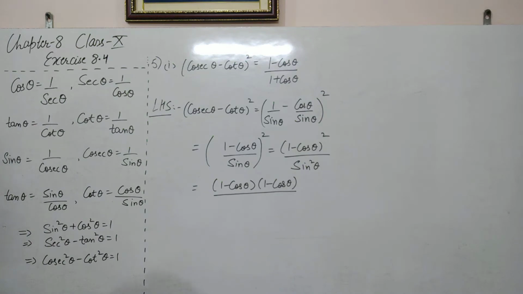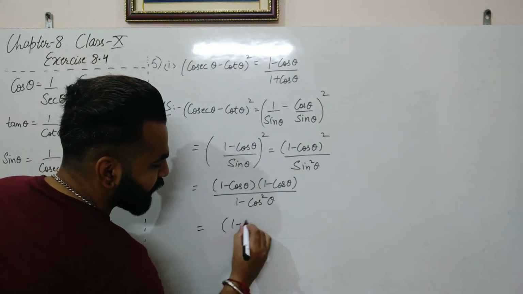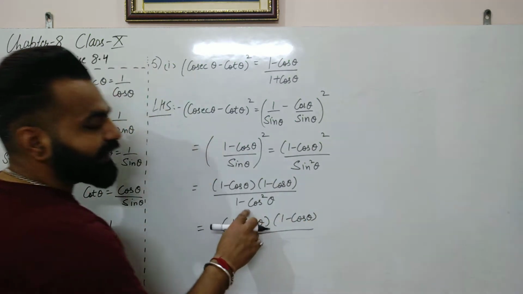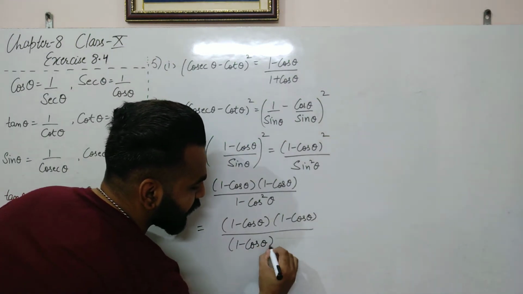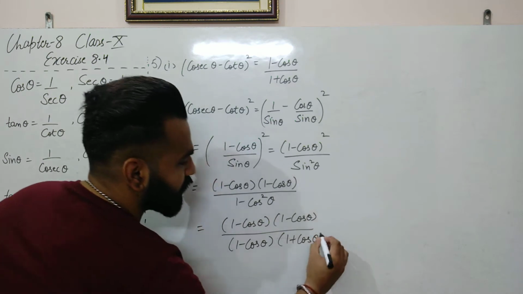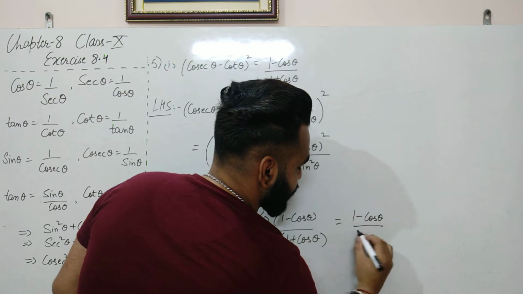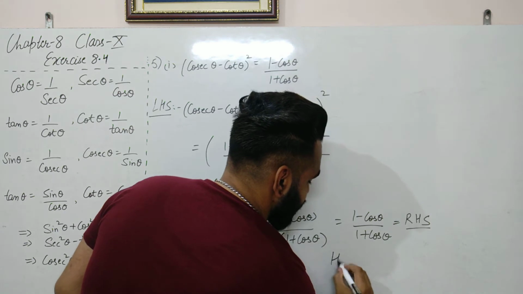Put the value of sine square theta from the identity. The identity is sine square theta plus cos square theta equal to 1, so sine square theta will be 1 minus cos square theta. We can further write this using the identity a square minus b square: it will be (1 minus cos theta)(1 plus cos theta). So one factor will be cancelled, and this will be (1 minus cos theta) upon (1 plus cos theta), which is equal to RHS, hence proved.